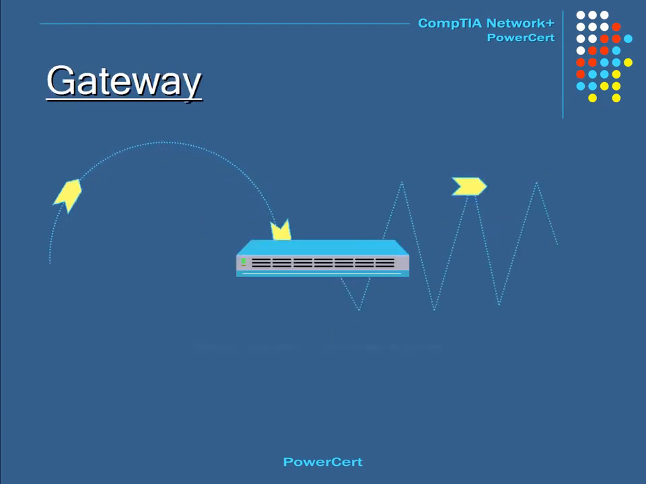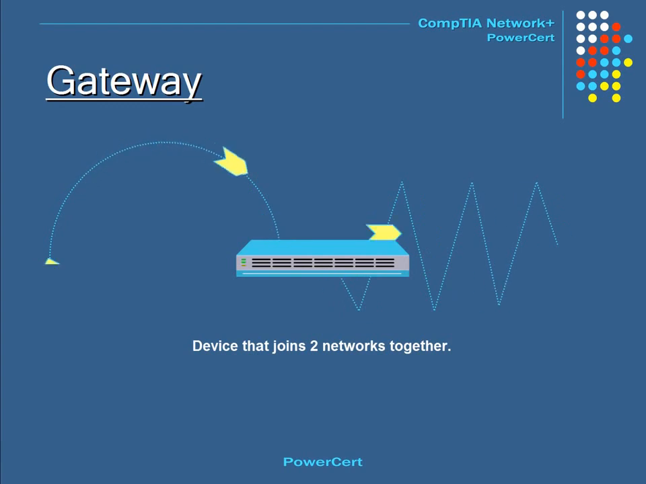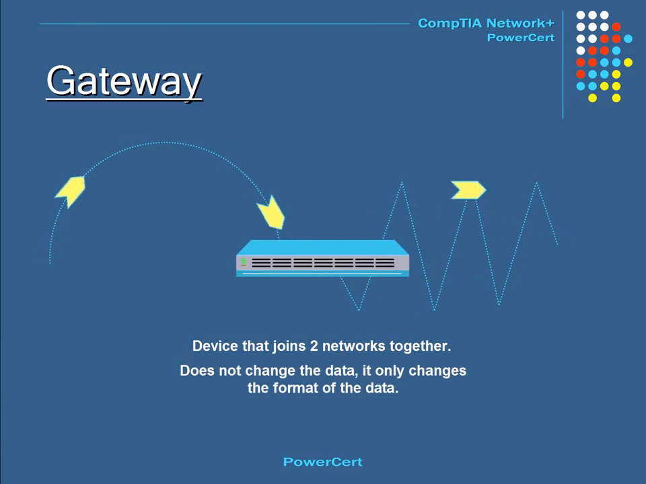A gateway can be defined as a device that joins 2 networks together. They interconnect networks with different or incompatible communication protocols. A gateway, however, does not change the data. It only changes the format of the data. So in simple terms, this illustration is showing how a gateway is transforming a simple signal into something totally different. The circular pattern can represent one network, and as it goes through the gateway, it transforms into a wave pattern which represents a different network.